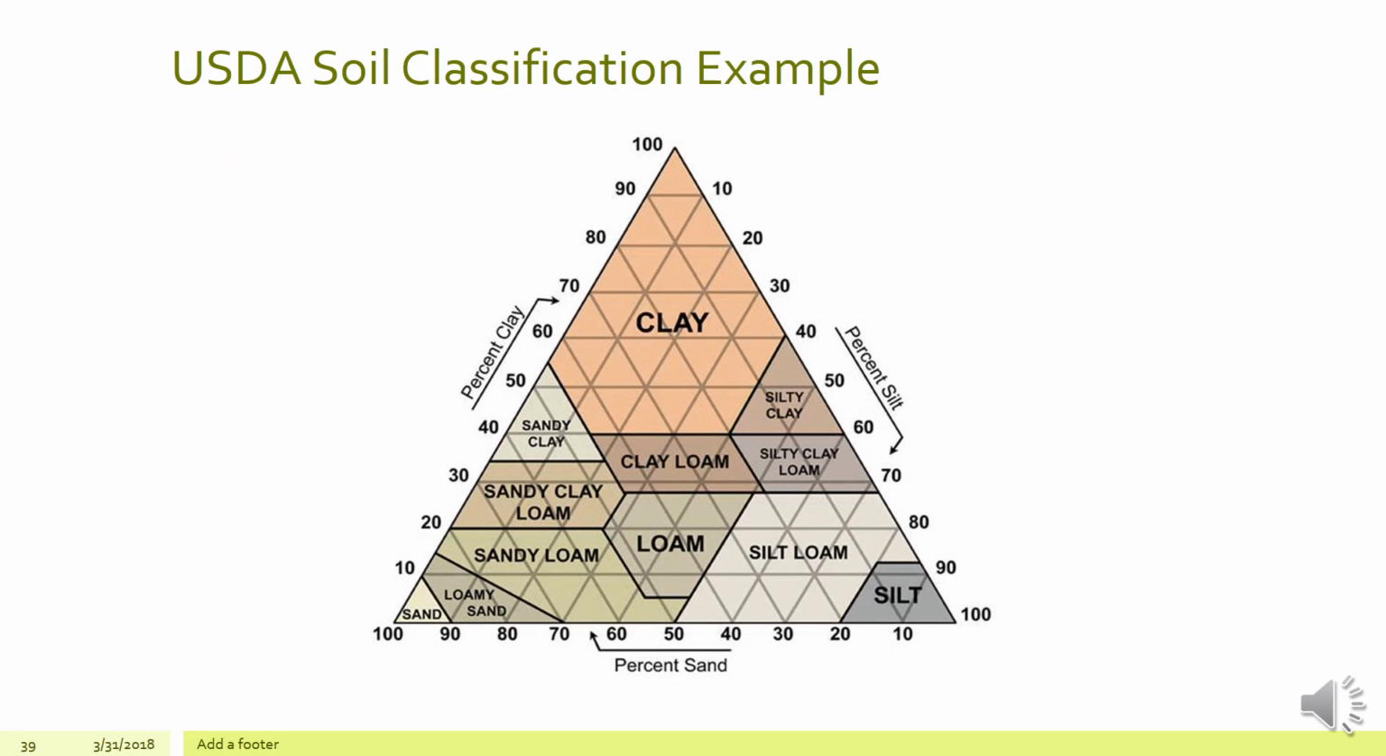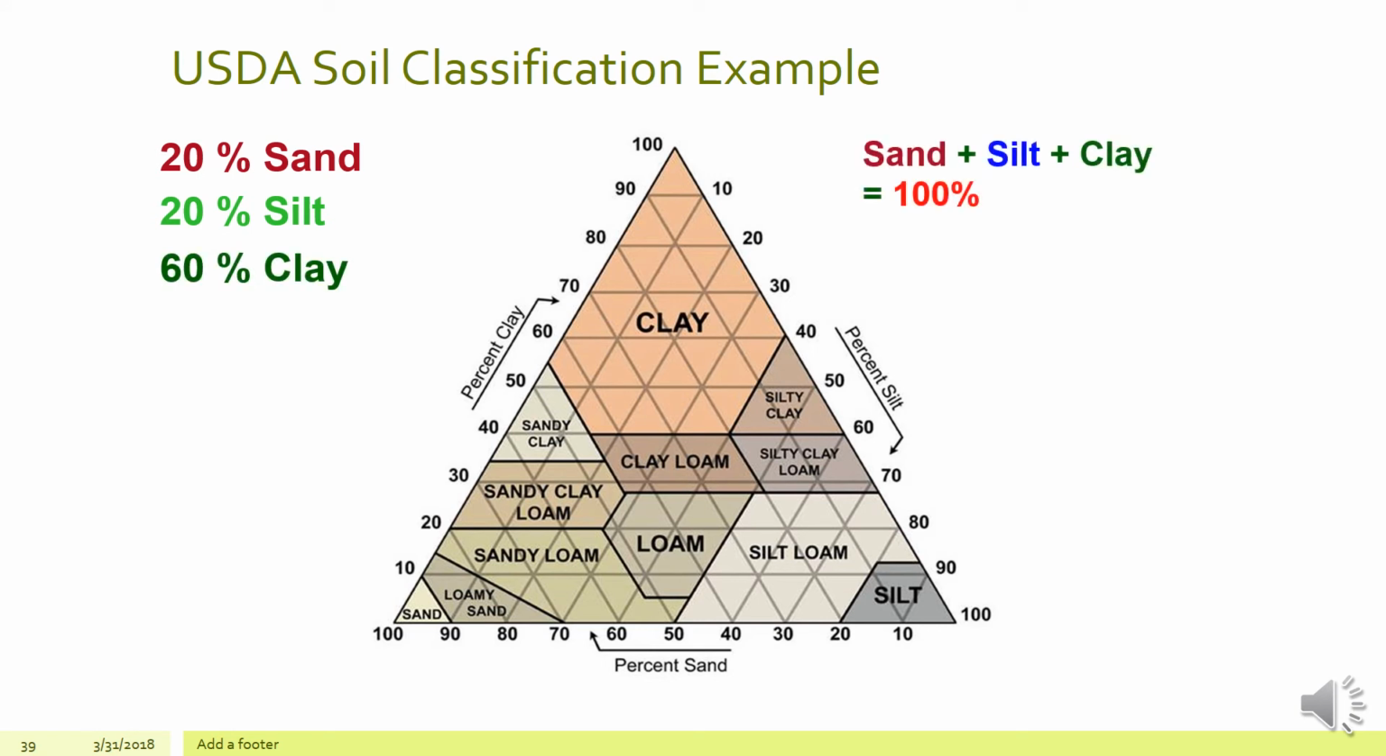Let's take a look at another example of using the texture triangle. In this particular case, we have 20% sand, 20% silt, which means we have 60% clay, for 100%. Again, I add it up. In this case, the texture is going to equal clay. So again, 60% clay, I move across, 20% silt, 20% sand, and it puts me right into the clay area.